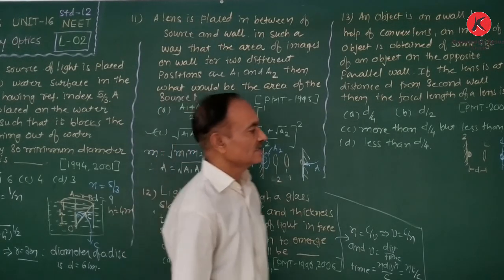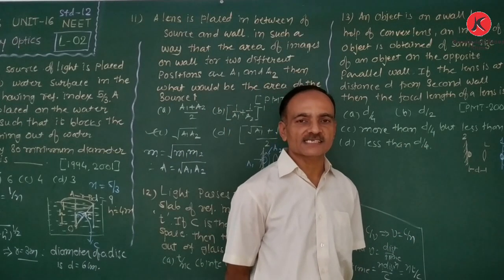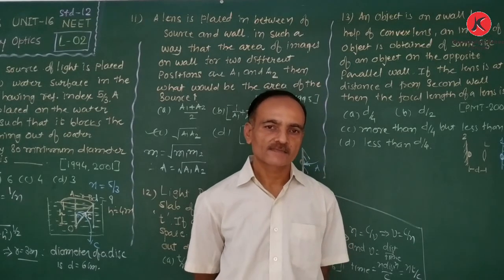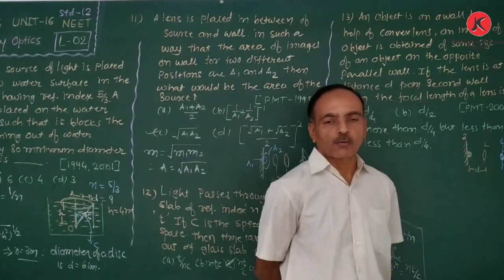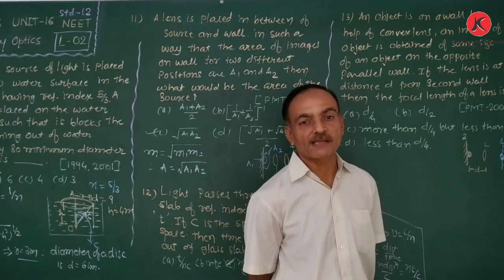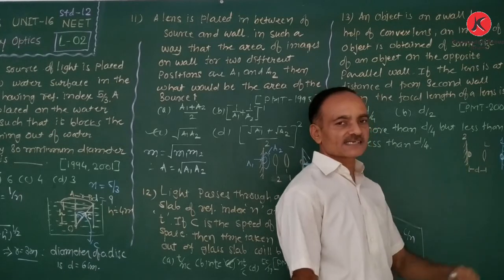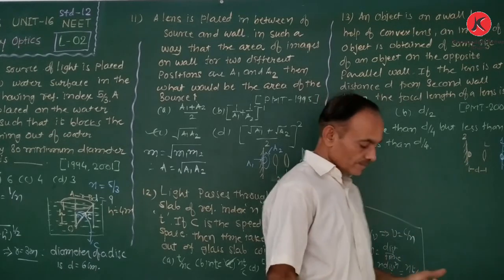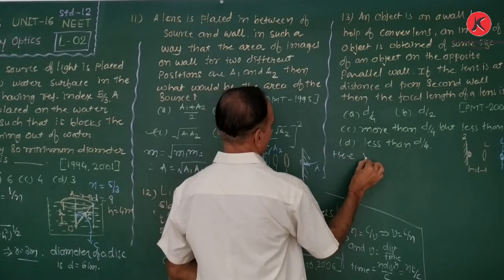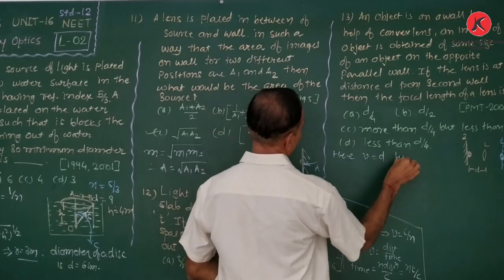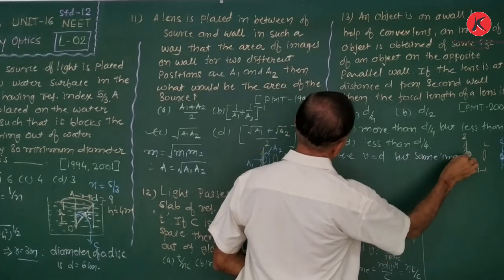Okay, now listen here. The same image is obtained. That means the object distance and image distance are same. Here the distance between the lens and the other wall, that means the position of the image. In short, that is the image distance given. That is d. Now here v is equal to d. But the same image is obtained.